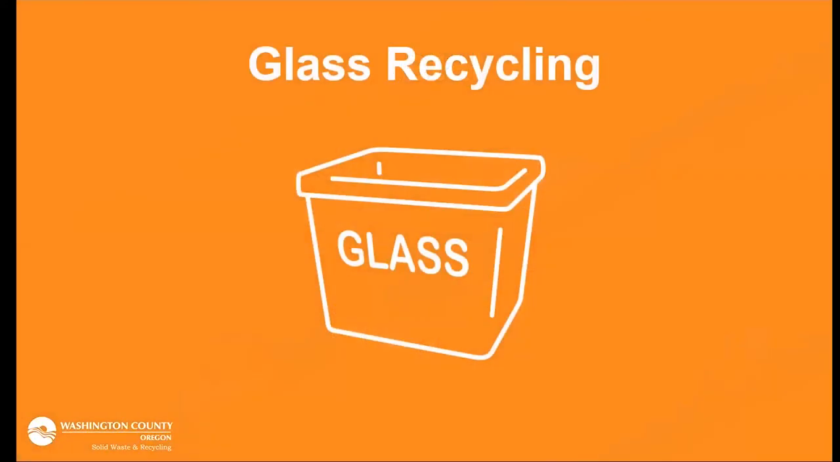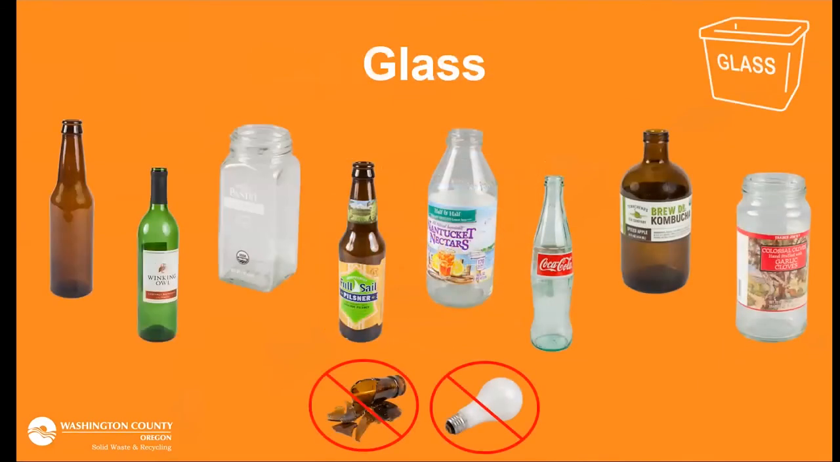All right, so onto glass recycling. So glass bottles and jars go in a separate bin. And with glass, we're really looking for food grade glass bottles and jars. Please remove the lids. If they're metal, you can do what we just talked about, popping them in the can. If they're plastic, throw them out. The labels are okay. You don't have to scrape off the labels.